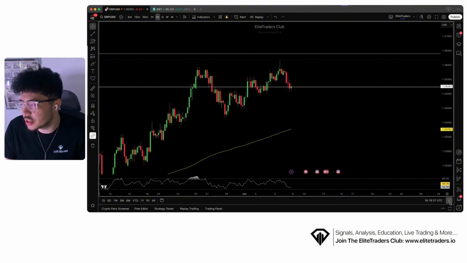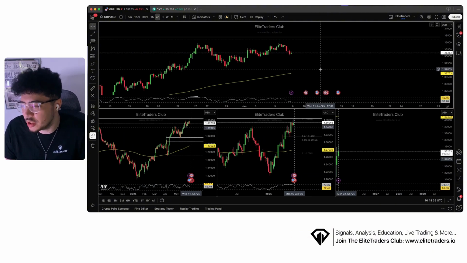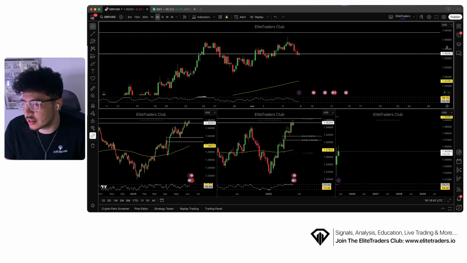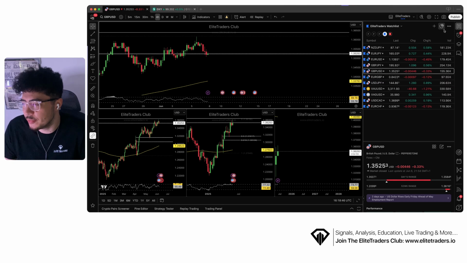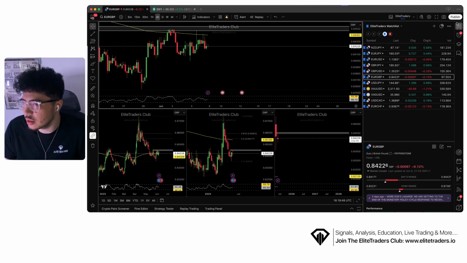But the consensus remains that the Fed will cut rates at some point. Same thing for the ECB, but I think the situation with England is a little bit easier to gauge than the US at the moment. So that's that.